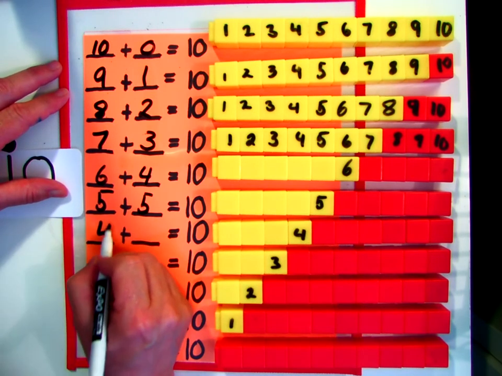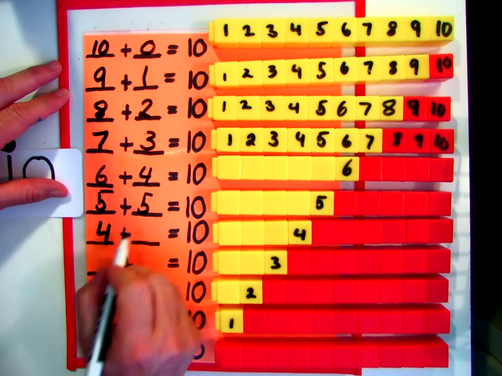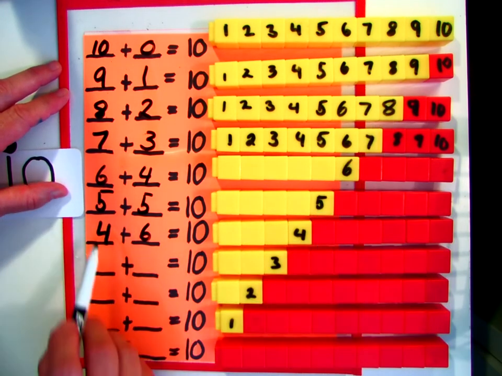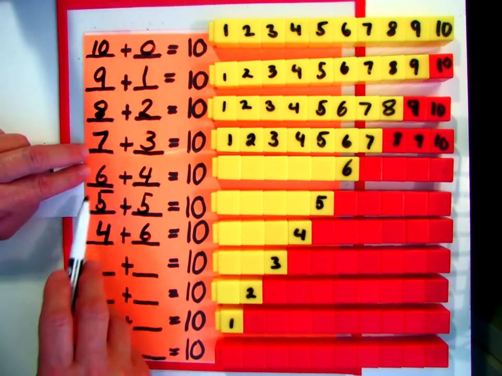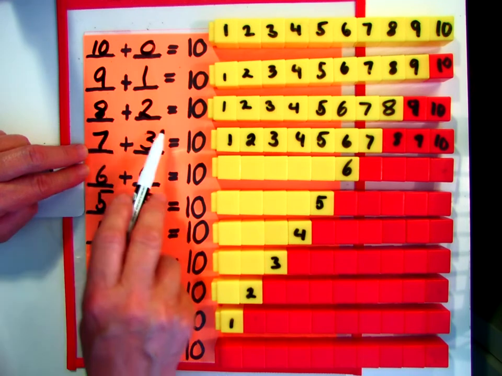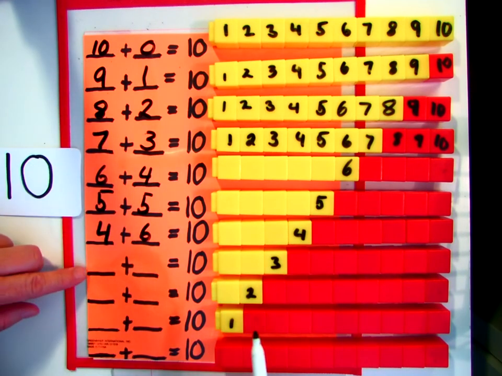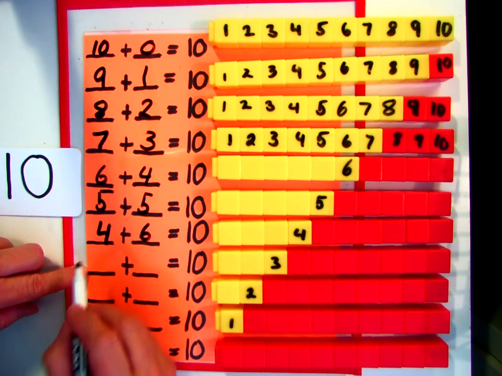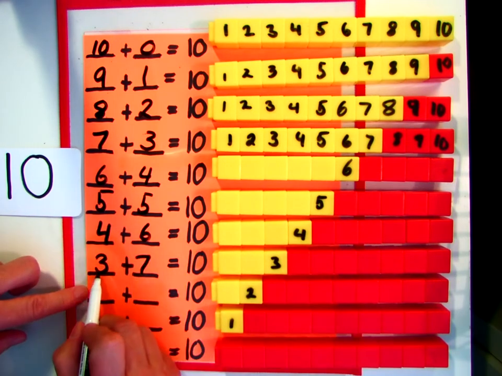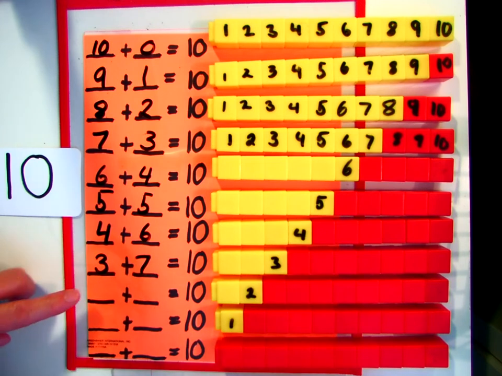Then we have 4 yellows and 6 reds. What did you notice? The yellows are shrinking, and look what happens. Now we're just flipping them. Now we have more reds than yellows, so these are getting flipped, okay? So here we have 3 yellows and 7 reds. 3 plus 7 makes 10. 3 and 7 are partners of 10.